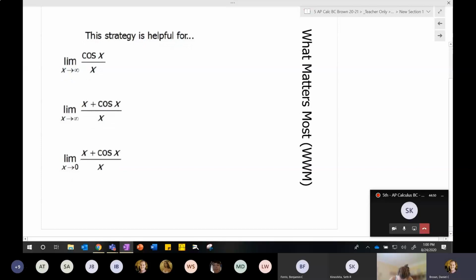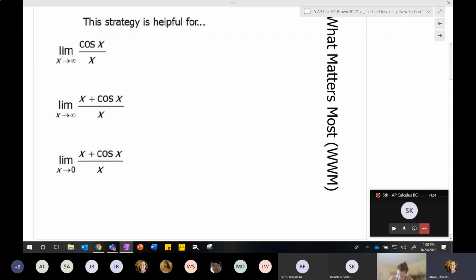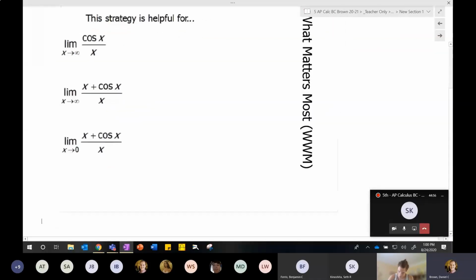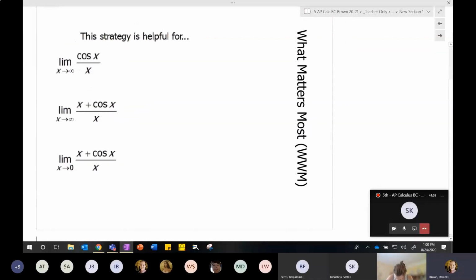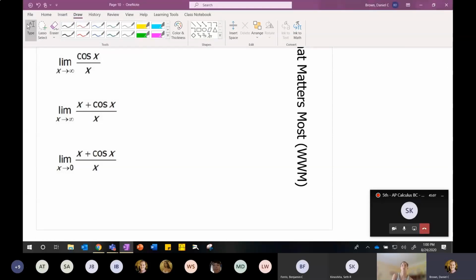What matters most can also help you decide some other types of problems, even ones where maybe you have trig or a mixture of types of problems. These are three, and they're all related. The last two are the same function. The first one is cosine of x over x.